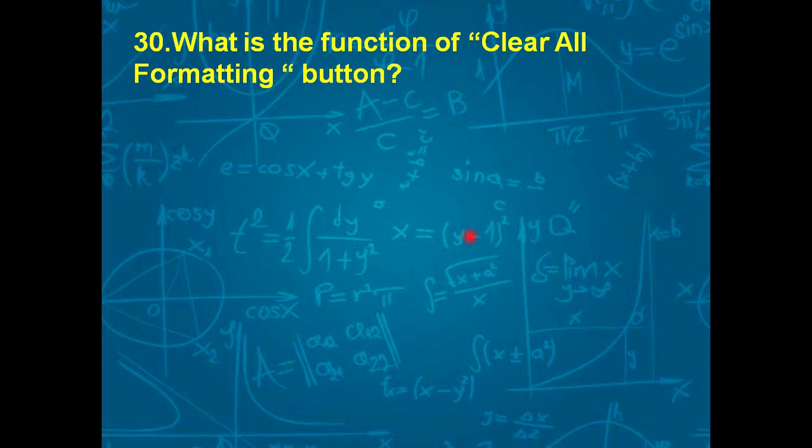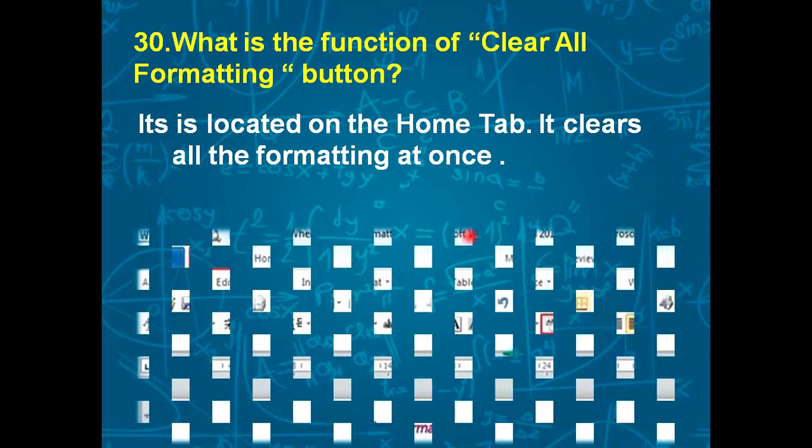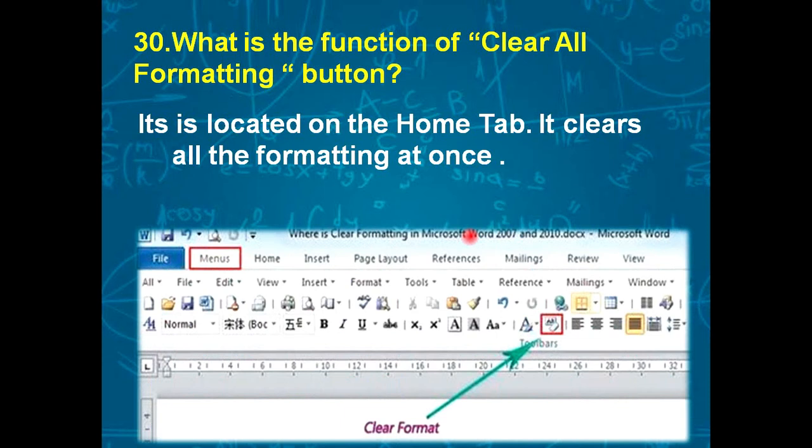Question number 30. What is the function of the clear all formatting button? Suppose you have applied so many formattings, like you have applied the color, you have applied the writing style, you have increased the size of text. But if you want to go back to the real condition, where you took the text from, so that all the formatting applied on it is cleared, then you use this option. Clear. It is located on the home tab. It clears all the formatting at once.